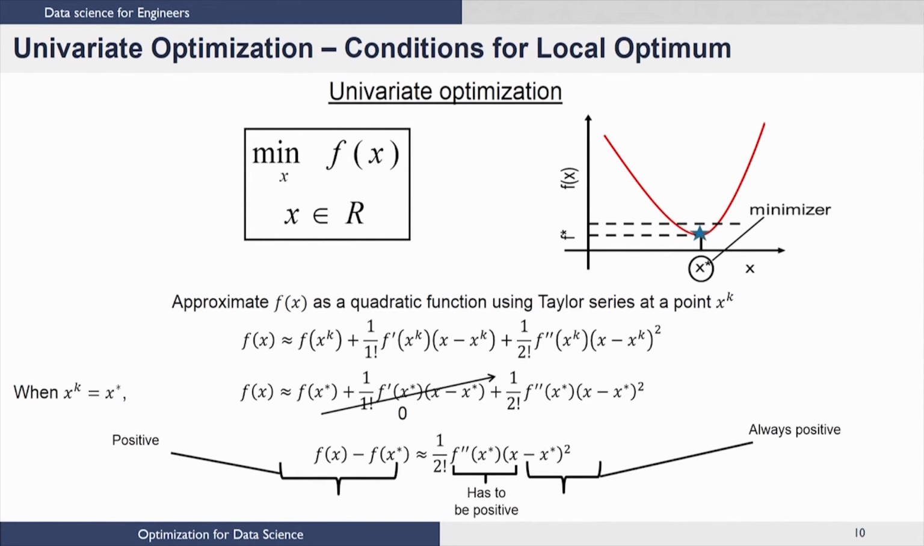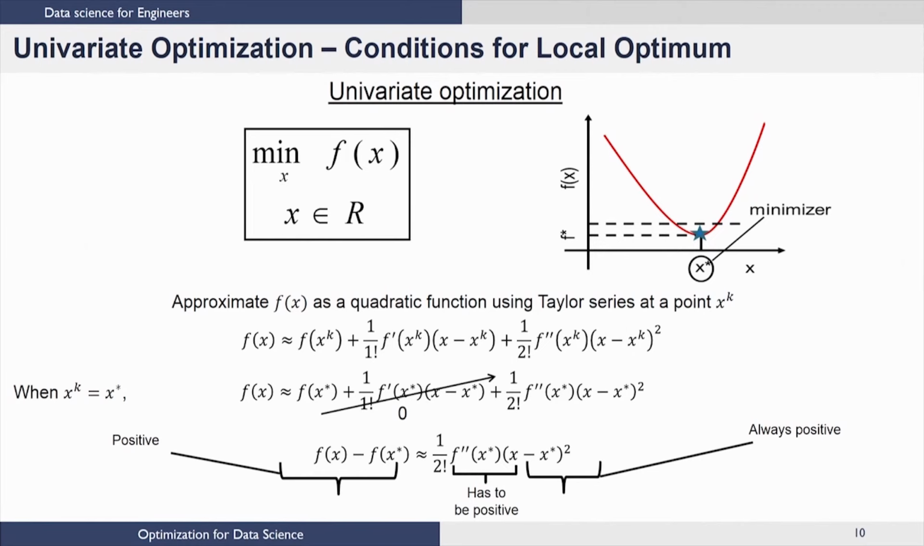Now, let us look at conditions for a value to be a minimizer. So, we take the same problem, minimize f of x, x an element of R. Now, these are conditions that you have seen many times before. I am just going to quickly describe how we derive these conditions.